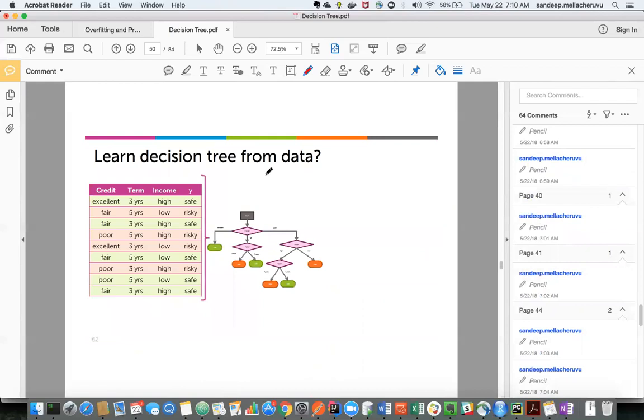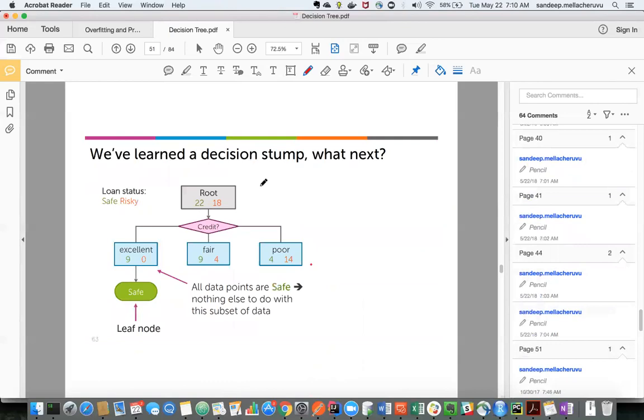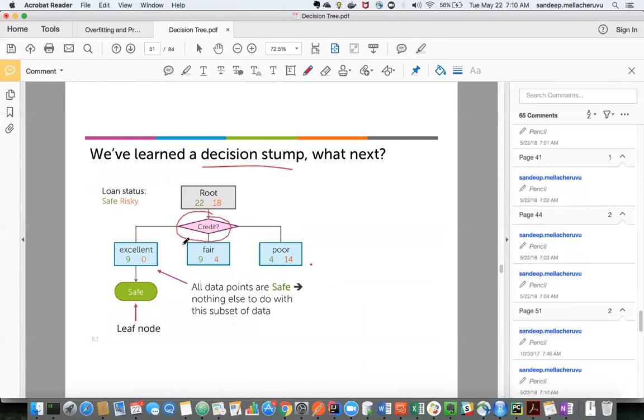Now what are these stopping conditions? So we have learned a decision stump. A decision stump is nothing but this one, some criteria on which you have to split. That is called a decision stump. Now we have already learned the decision stump. Now what should we do next? We cannot split anymore on this one because it is a pure node. Always it is predicting safe.